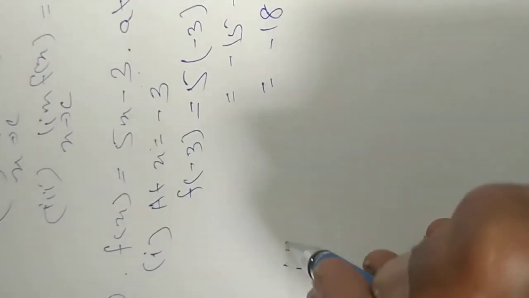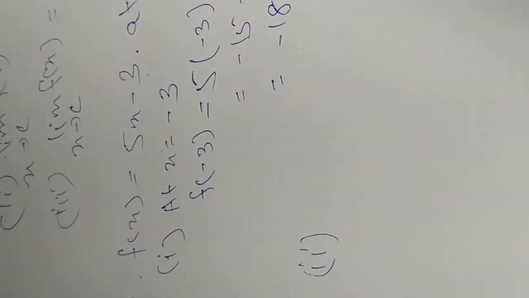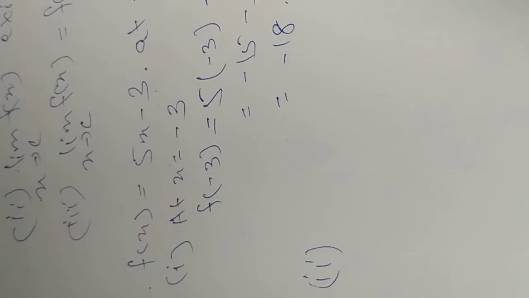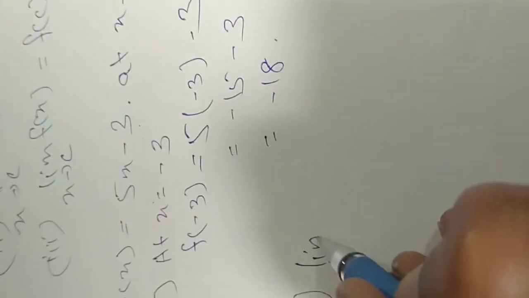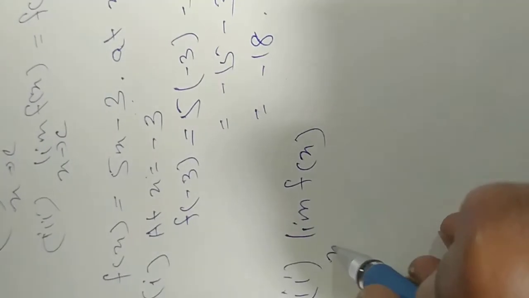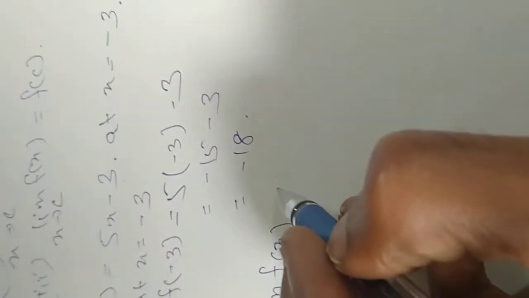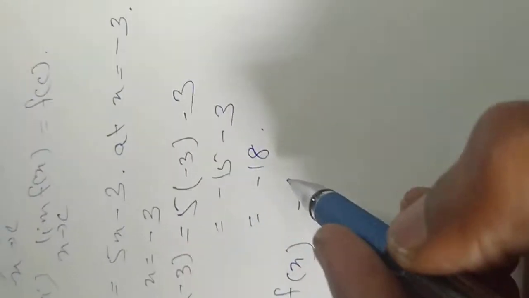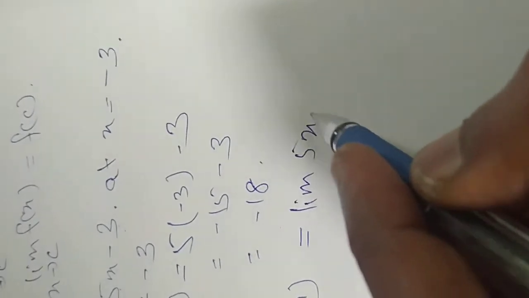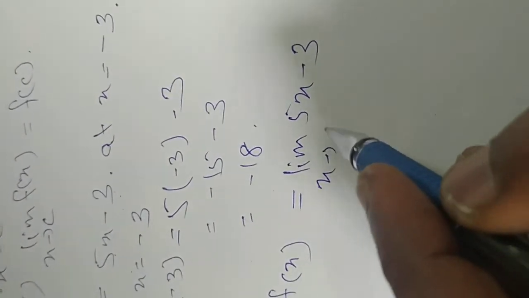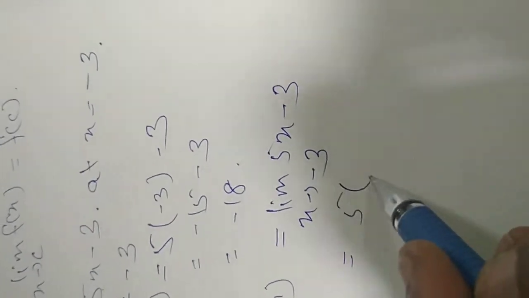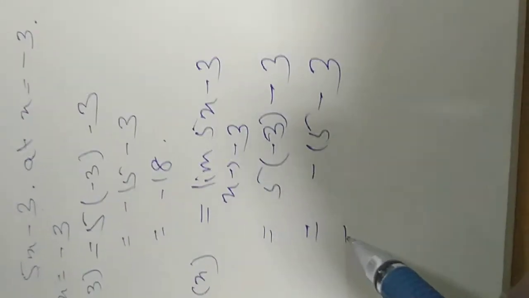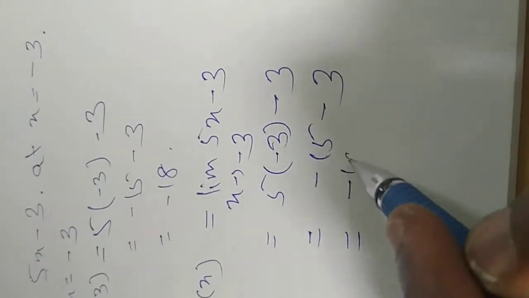Then the second thing I am going to check is the limit of this function. The limit of f of x as x tends to minus 3 is the limit of 5x minus 3 as x tends to minus 3. So this will be 5 into minus 3 minus 3, which is minus 15 minus 3. So it is minus 18.